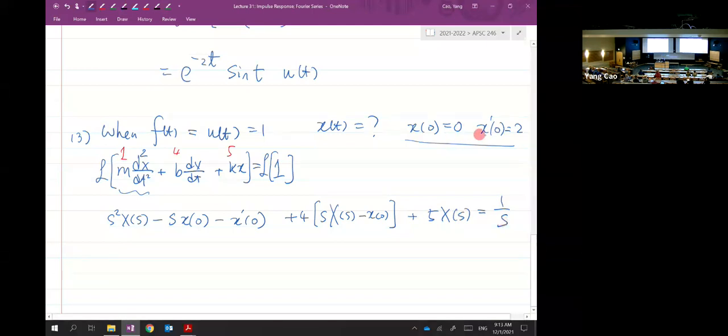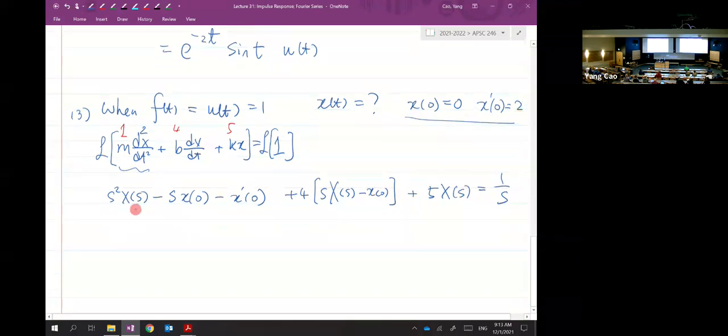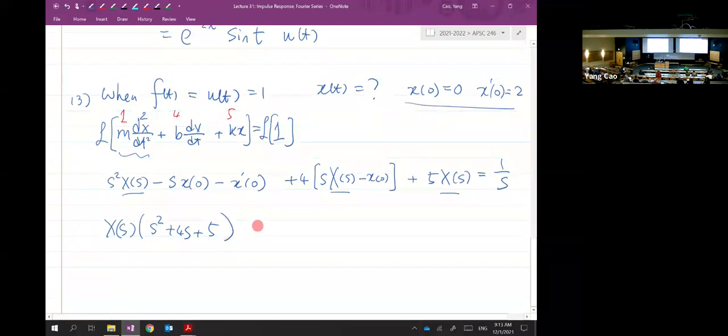Now substitute initial condition values into the equation in here, and also group all the terms that are associated with X of s. We have X of s multiplied by s squared plus 4s plus 5. That's exactly the same denominator that you have used for finding the transfer function. And then minus 2, because x of 0 is 0, only x prime of 0 is 2. And that equals 1 over s.